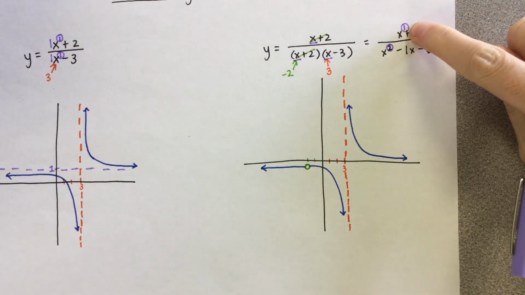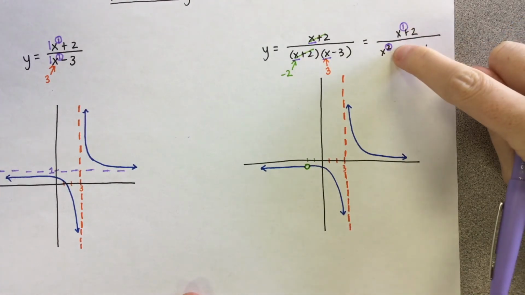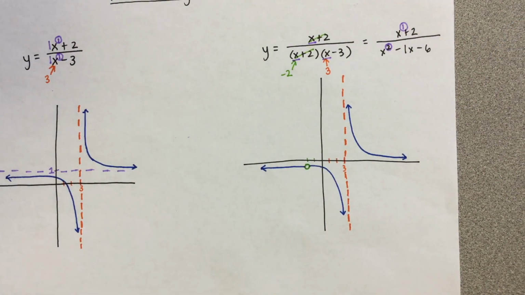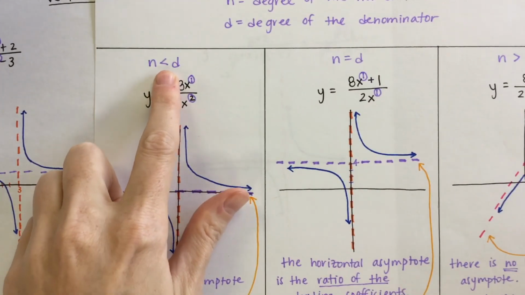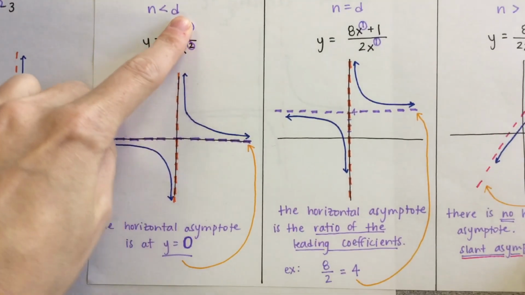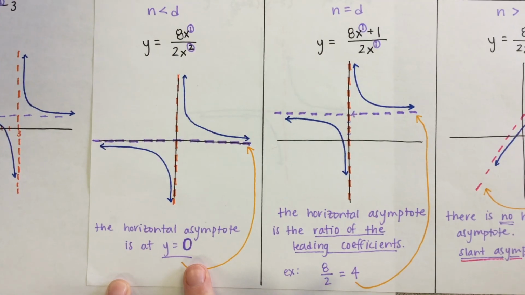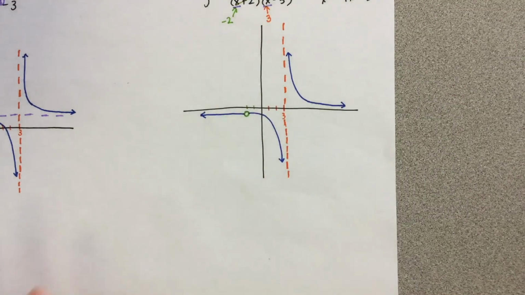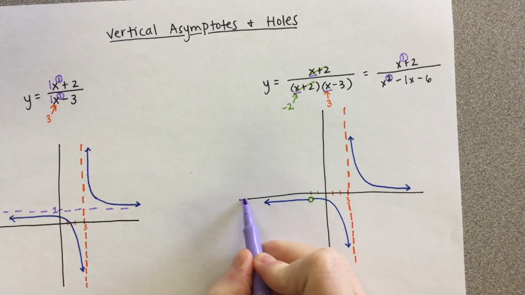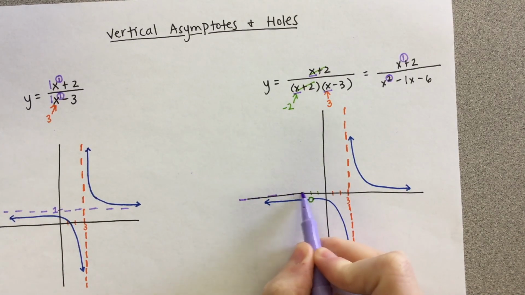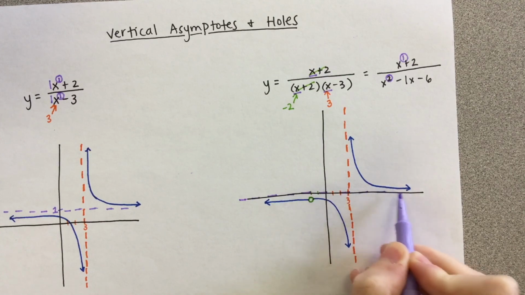Okay, so the degree of the numerator is less than the degree of the denominator. So going back here, the degree of the numerator is less than the degree of the denominator, and so the horizontal asymptote will be at y equals 0. And so on this graph, I'm going to draw in the horizontal asymptote at y equals 0, which is right on the x-axis.